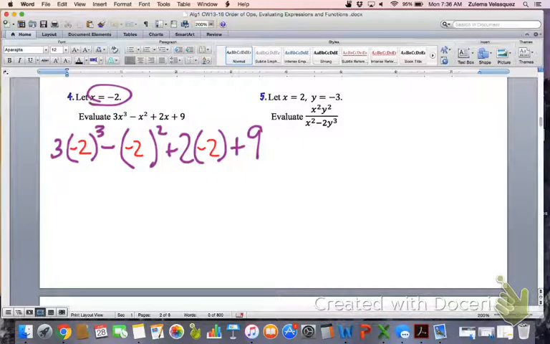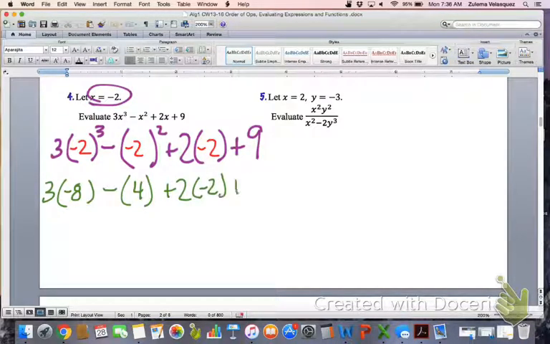So start with the exponents. -2 times -2 times -2 is -8. -2 times -2 is +4. And bring the rest of it down. Now I'm going to go ahead and multiply. So exponents first, multiplication, division go next. There's no division, just multiplication.